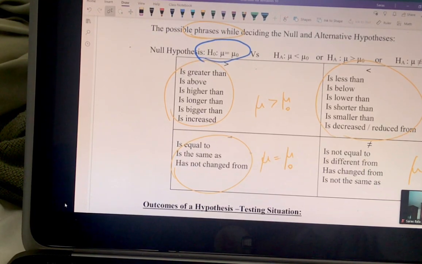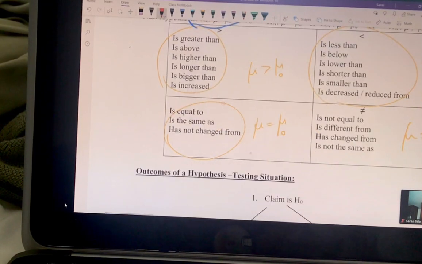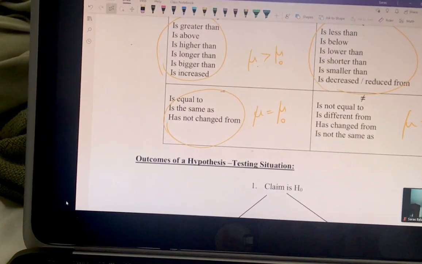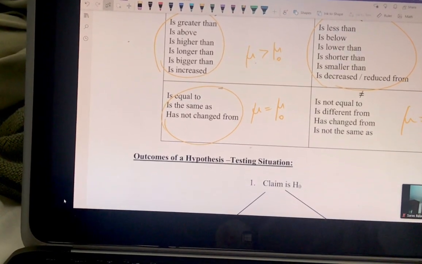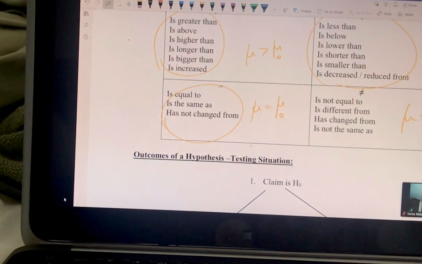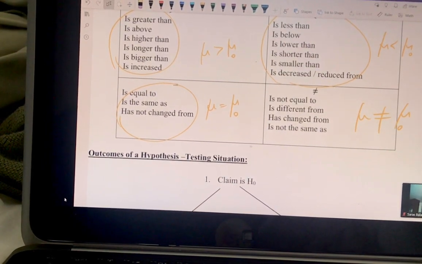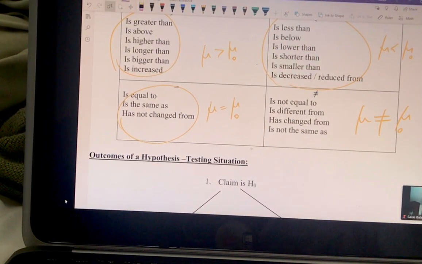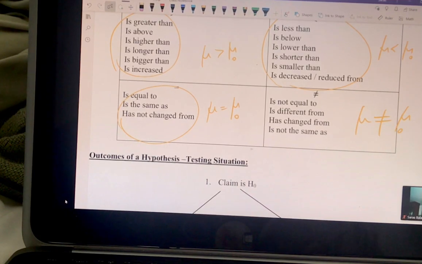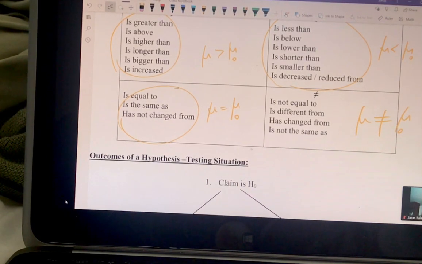But always, in Math 130, your null hypothesis is going to be always mu equal to mu sub 0. So you are allowed to play only with your alternate hypothesis. It could be one of the three. Suppose you have the two tail test, then you will see wordings like not equal to, it is different from, has changed from, is not the same. So these are all the keywords that your problem will have, so that it will be easier for you to choose your alternate hypothesis. All right.